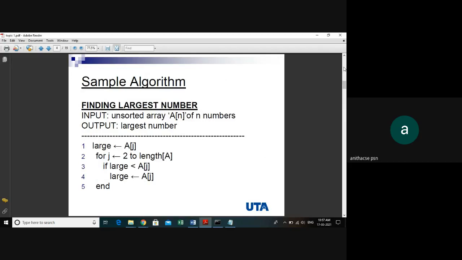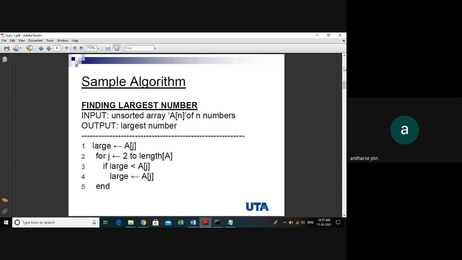So this is a simple algorithm to find the largest number among the given numbers. The first thing we have to remember is what inputs we need. The first input is a of n. The given n number of inputs are stored in the memory space array a. Next is the output. What will be the output? From the given n inputs, the largest number is chosen and it should be represented as the output.